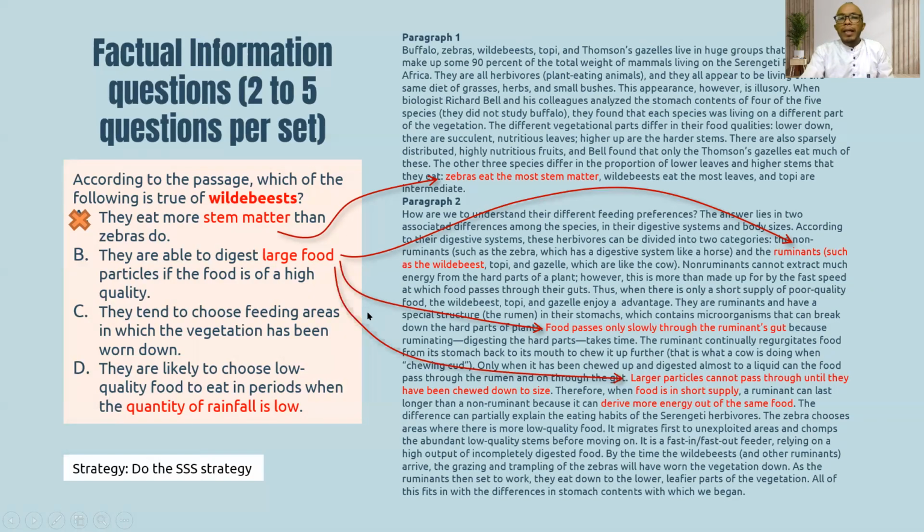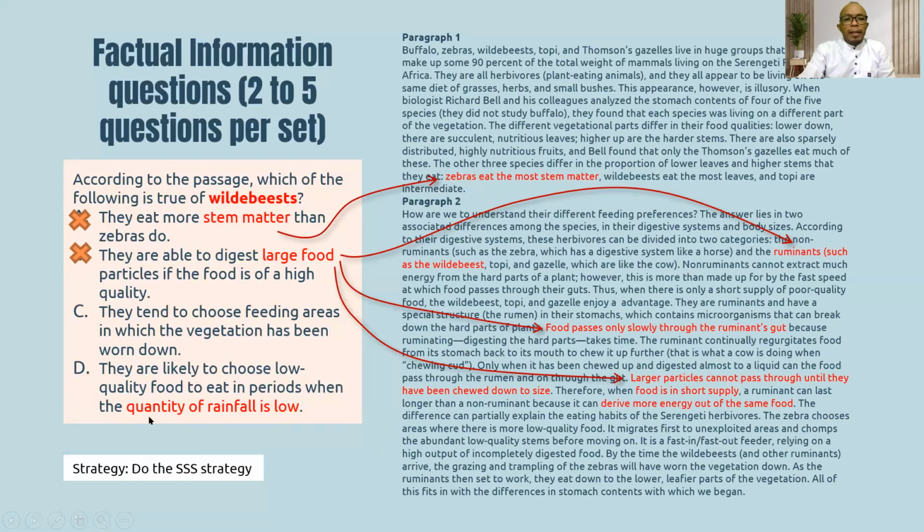So this means that B is not exactly correct, because it says they can digest large food if the food is of a high quality. Well, it doesn't say so. They cannot digest it. It cannot pass through, all right, unless they eat it when it's been chewed down to size by other animals or by the nature, perhaps.